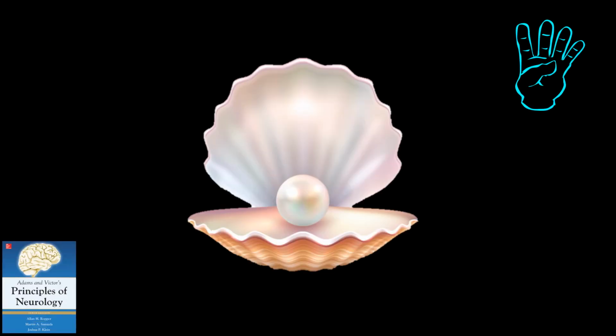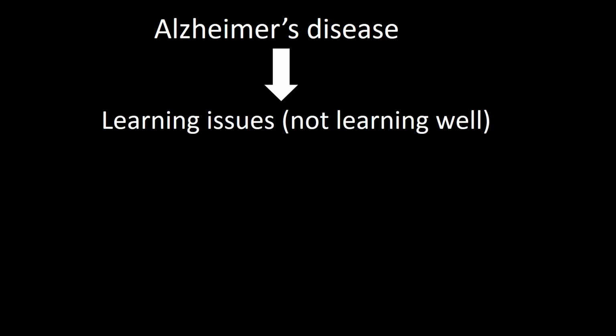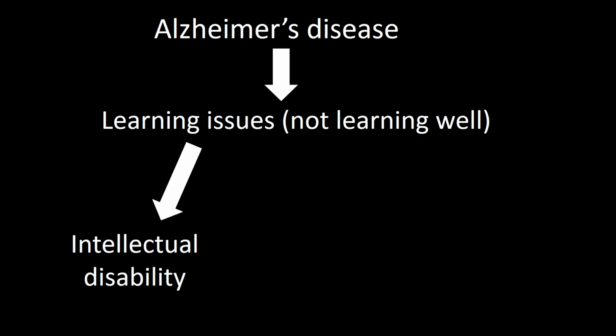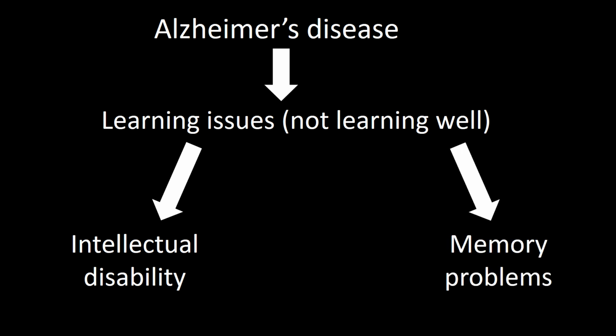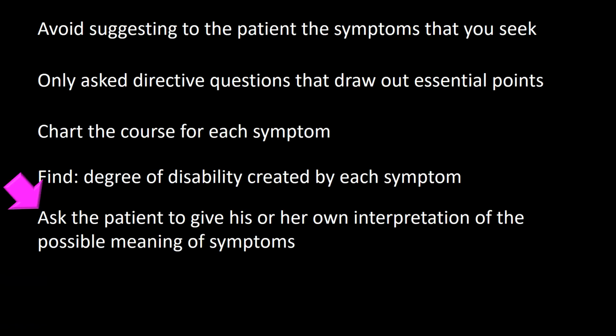The fourth pearl: determine from the history the degree of disability of each symptom. A patient with Alzheimer's disease, learning issues, that is not learning well, may occur due to intellectual disability, which requires a specific type of intervention, or memory problems, which may require a different type of intervention.